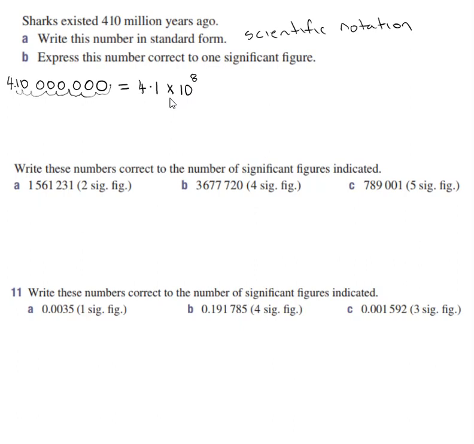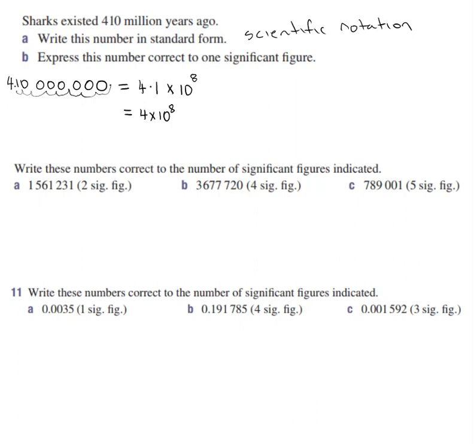Okay. Now, express this number correct to one significant figure. So essentially we have to write this number with one number, which is kind of easy in this case, because we need to round this to either 4 or 5. Now, is this number closer to 4 or 5? It's obviously closer to 4. So the answer would be 4 times 10 to the 8.